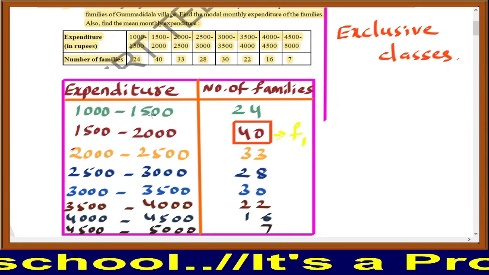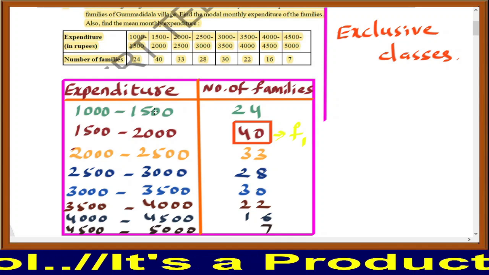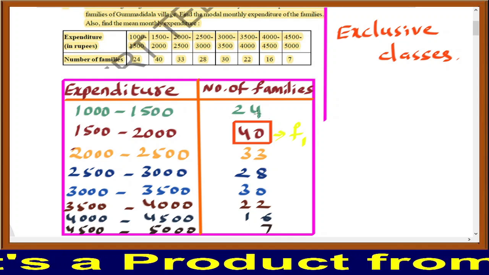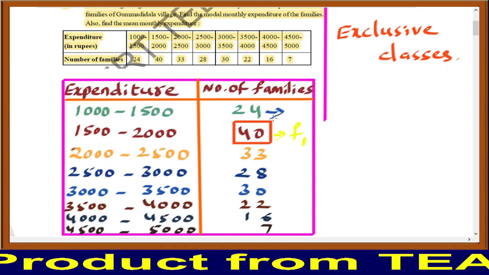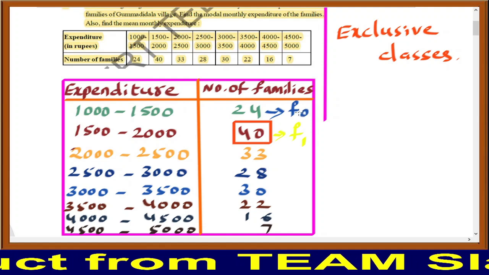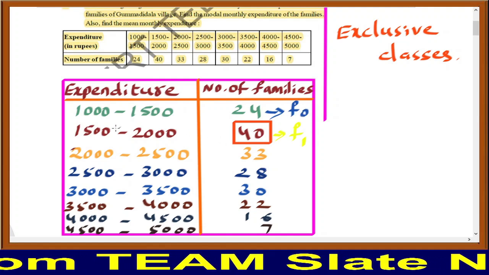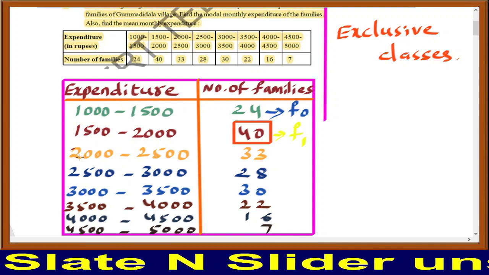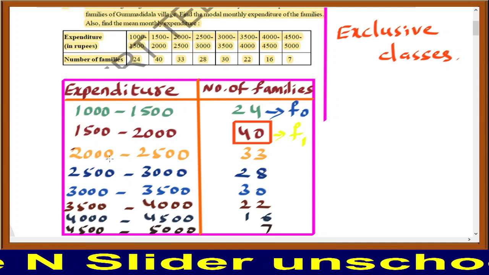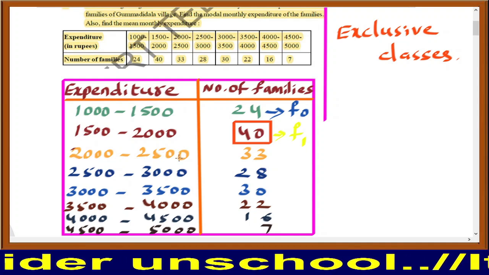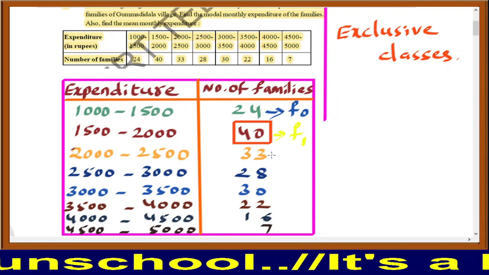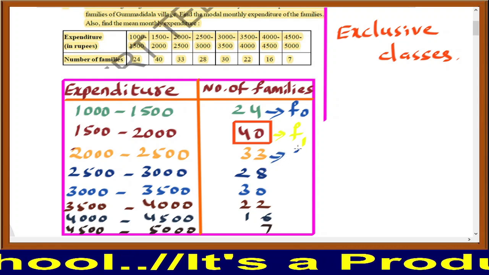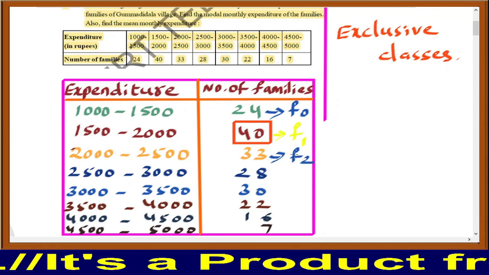Now we have to find out the frequency of this class, that is 24. So this 24 will be taken as F0, and for the modal class we have to observe the next class. The next class is 2000 to 2500. Its frequency is 33, so this 33 is called F2.